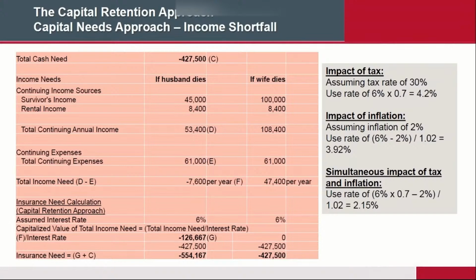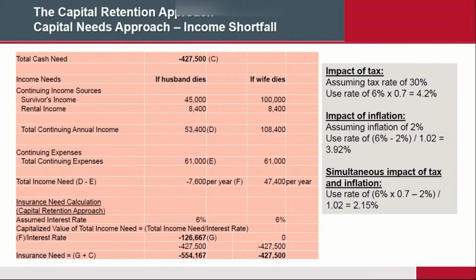Remember, you would have gone down a list, and on the actual form, which is beyond the scope of this, you ask: how much for gas? How much for heat? Hydro? How much for food? How much for education? We total all of those expenses here, and we discover that your expenses are $61,000, but your continuing income is only $53,400. So therefore, you have a shortfall of $7,600.